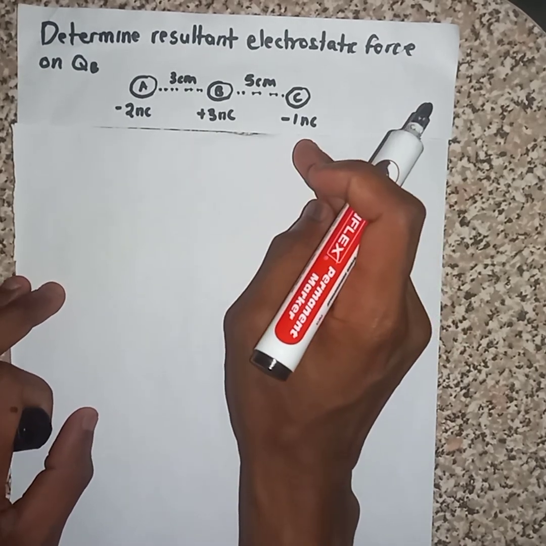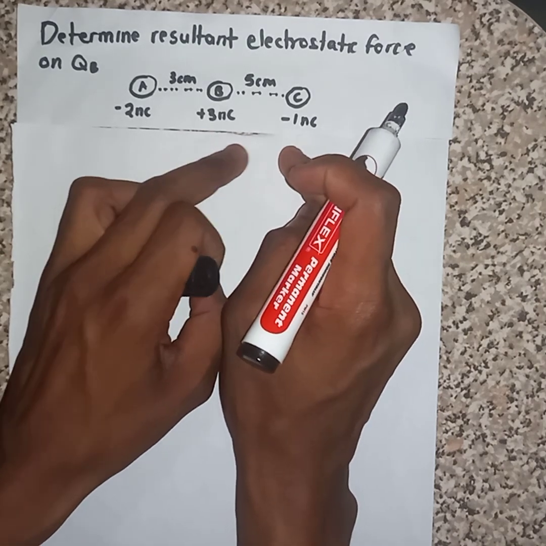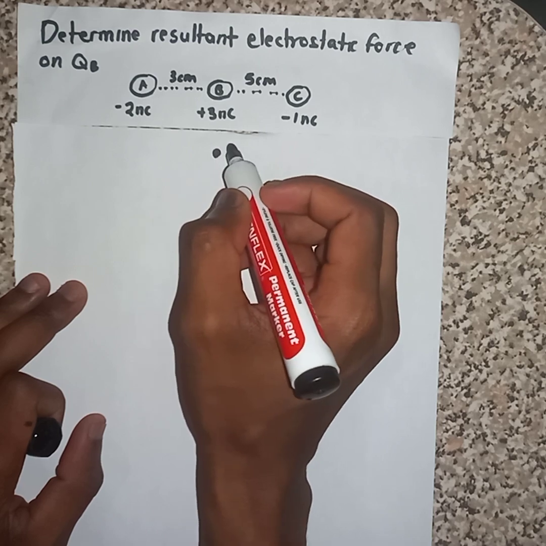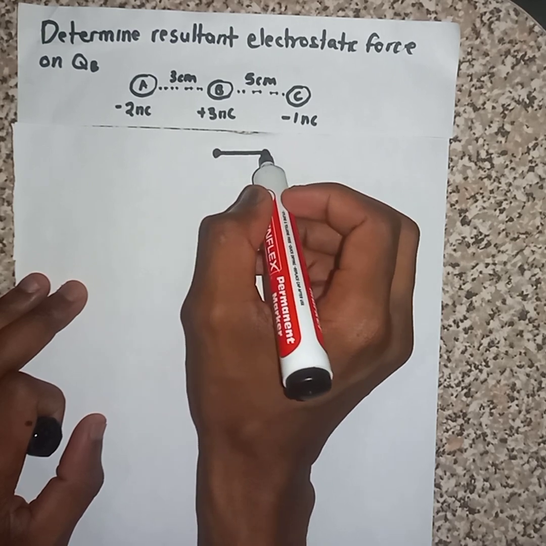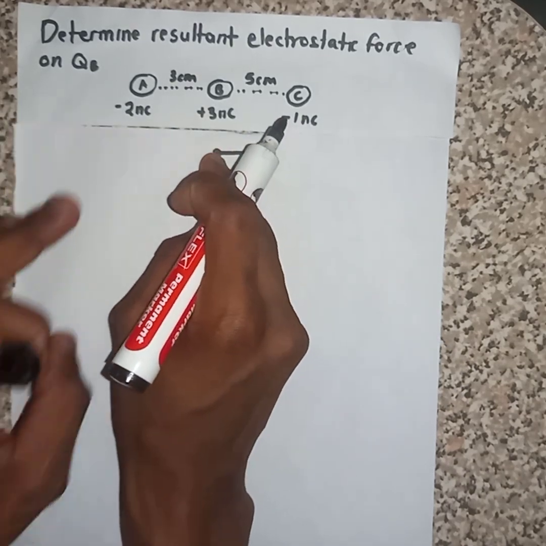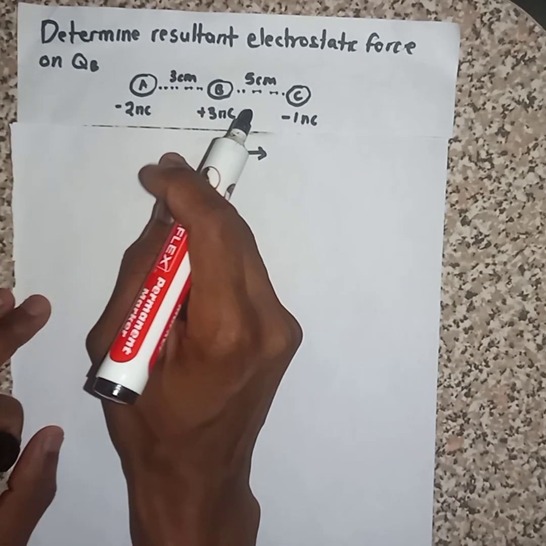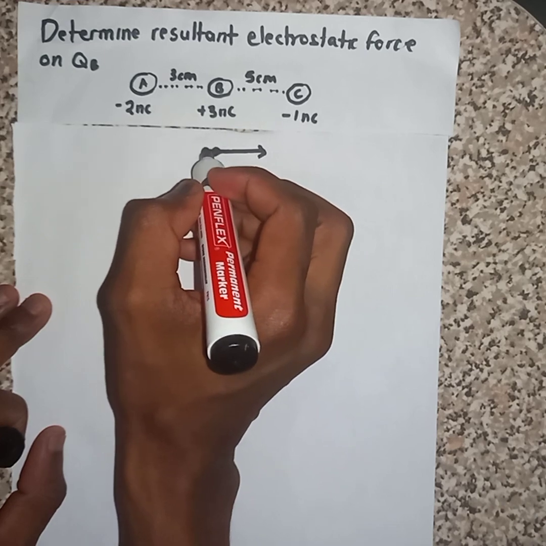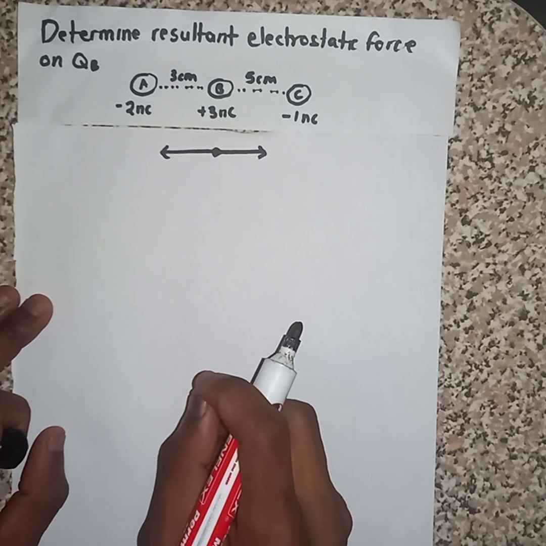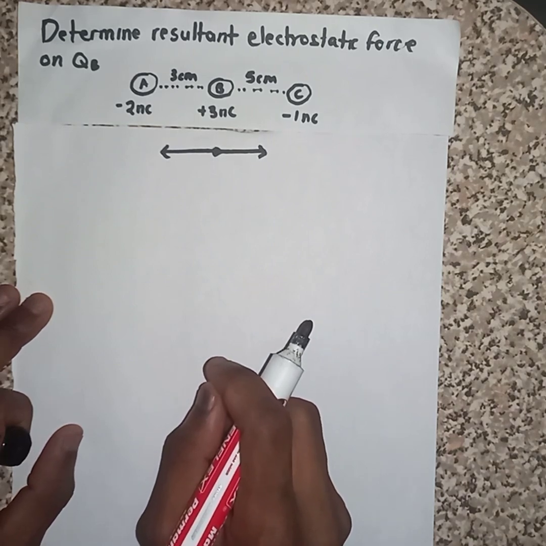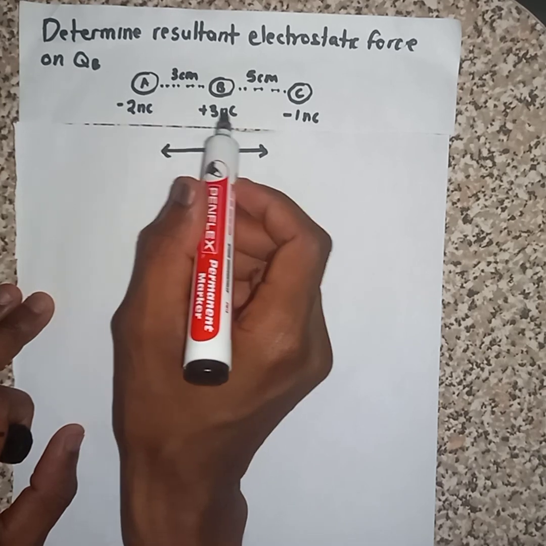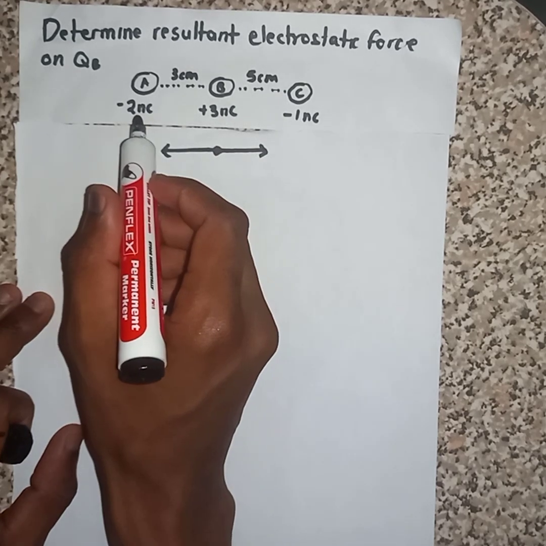You can clearly see that B and C are going to attract each other. Then B will move towards the right. Same for B and A, they are going to attract. Then our B will move towards the left.